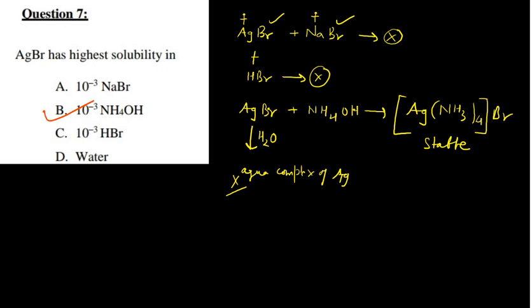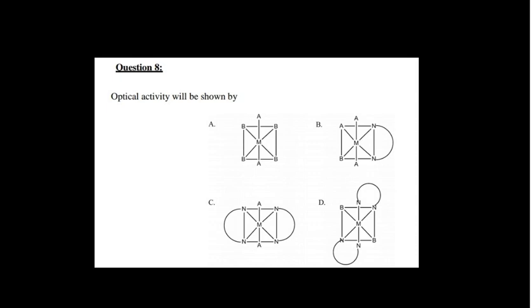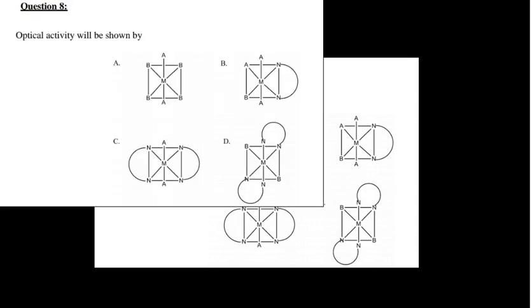Now moving to the next problem. Optical activity will be shown by, okay, you have to select the structure which is optically active, which will show optical isomerism. So simply you look for the plane of symmetry. The molecules which have a plane of symmetry would be optically inactive. So for this compound, I am showing only one plane of symmetry. You can check for other planes of symmetry also.